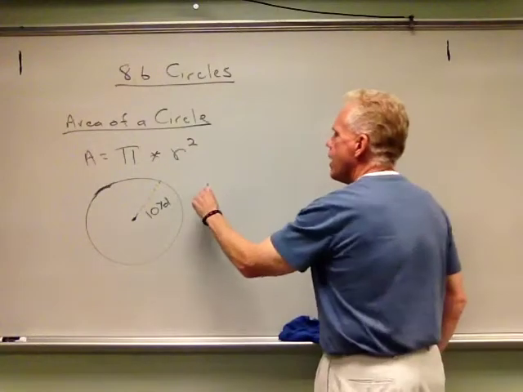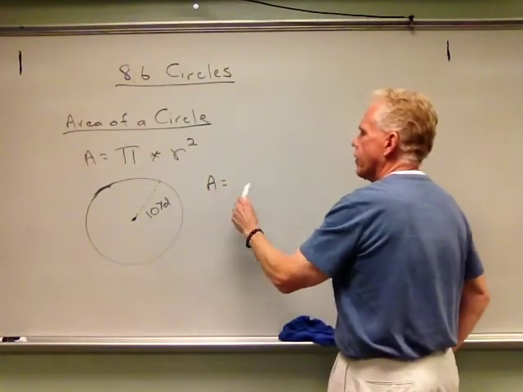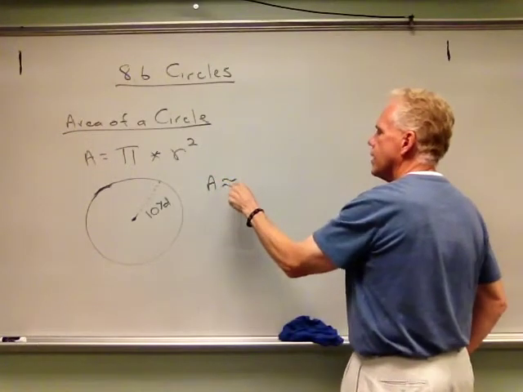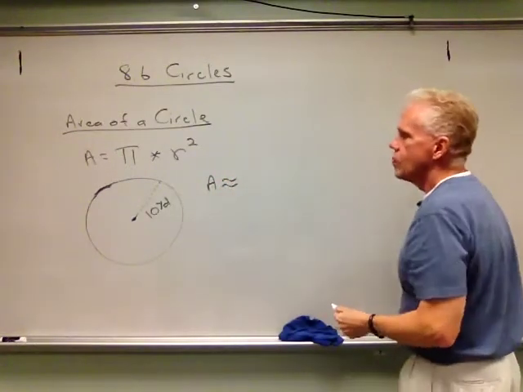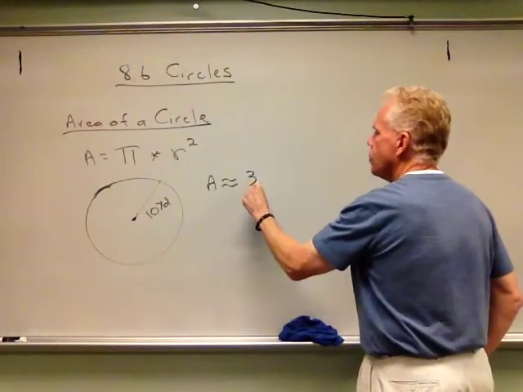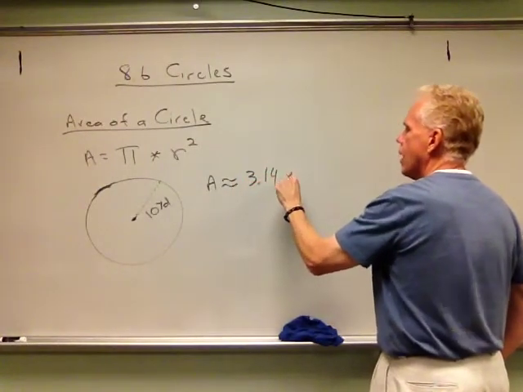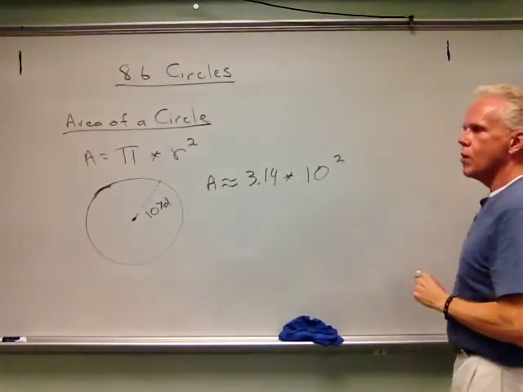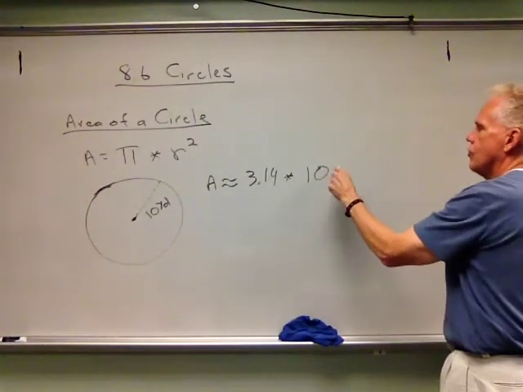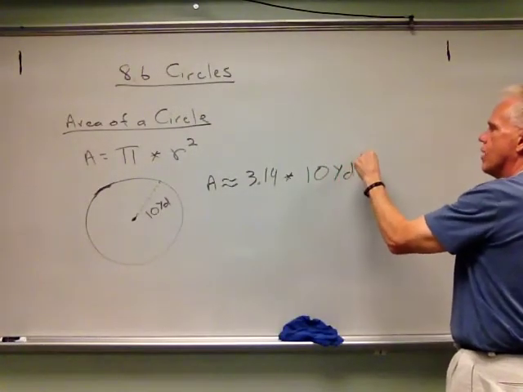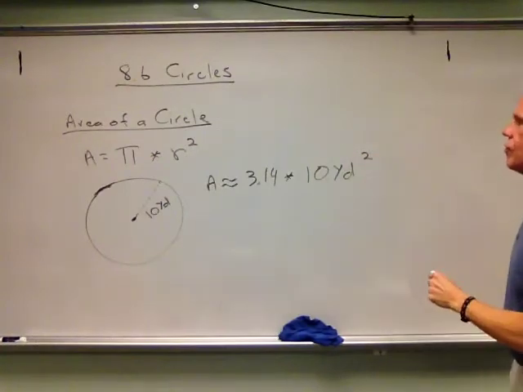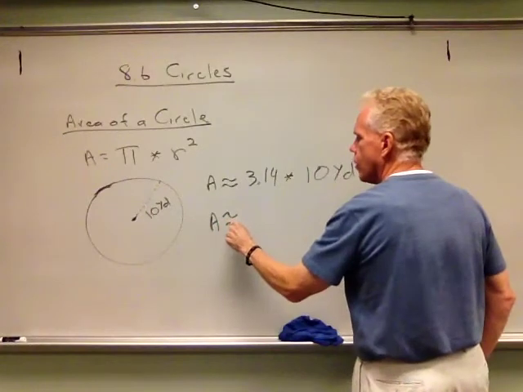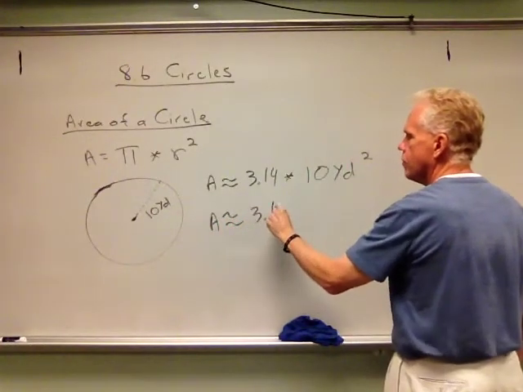So the area of my circle is going to, no, it ain't going to equal, it's going to approximately equal, wavy equal sign, approximately equal 3.14 times the radius, 10 yards, to the second power. So what we've got then, start working our math, 3.14.